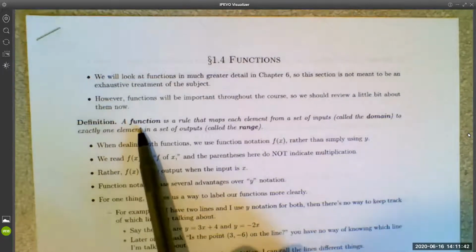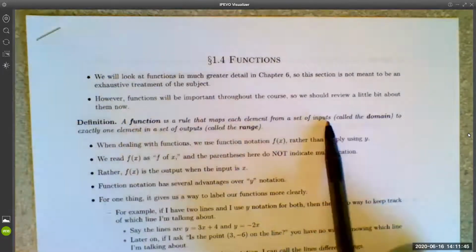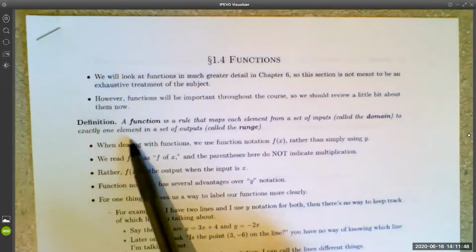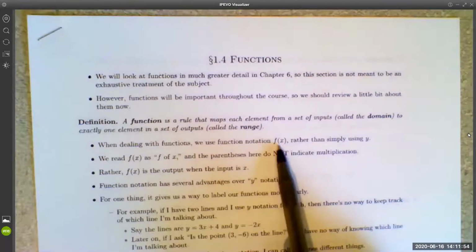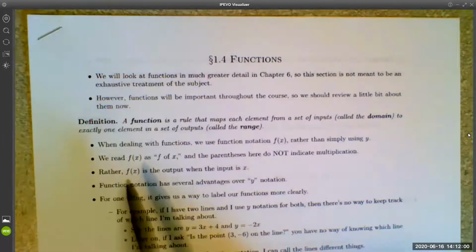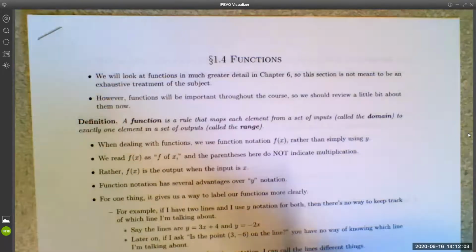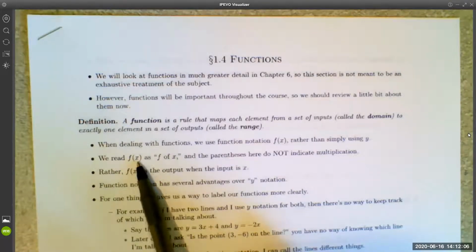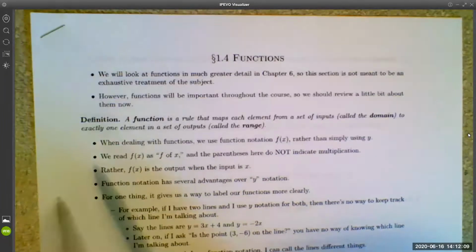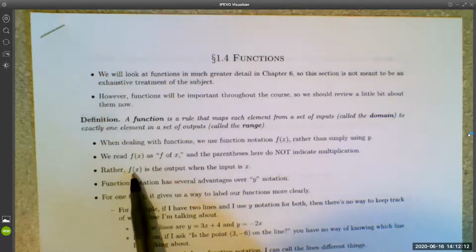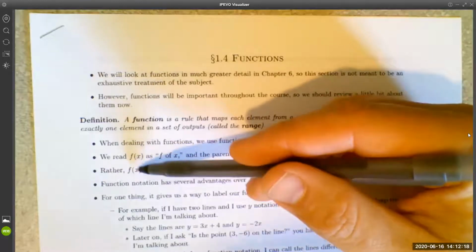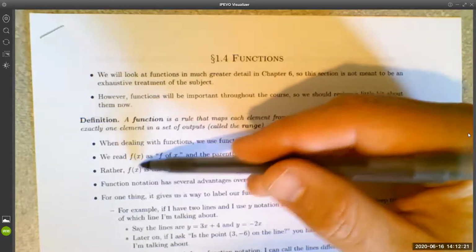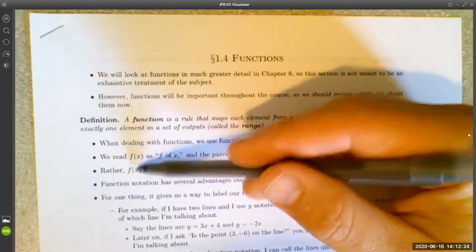First of all, a function is a rule that maps each element from a set of inputs, which we'll call the domain, to exactly one element in a set of outputs, which we'll call the range. When dealing with functions, we use function notation, right? So it's this thing, we read this f of x. And the parentheses in f of x do not indicate multiplication. So this is not f times x, this is f of x. And we think of this f of x as the output when the input is x. So you can replace x with numbers or letters or whatever, and f of x is the output that you get whenever you replace x with whatever you put into the function.